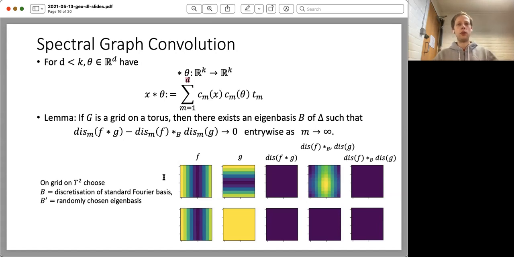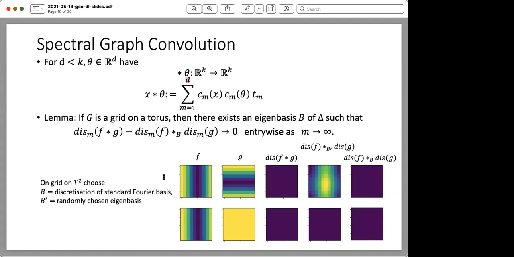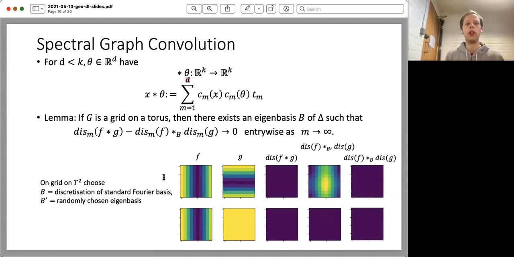Okay, but any question about the spectral graph convolution? I think that's what I had to say about this spectral stuff. Does the lemma not depend on the choice, so that it works for any d? Oh, okay, fair enough.